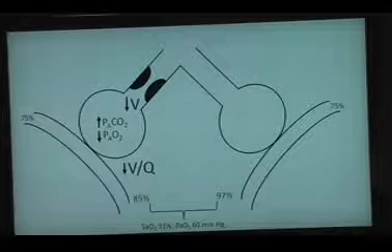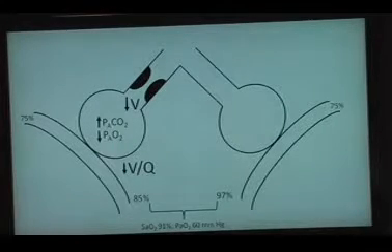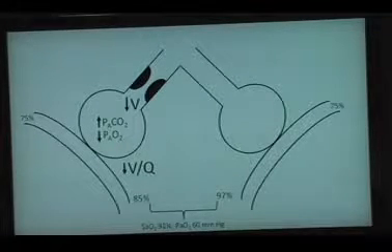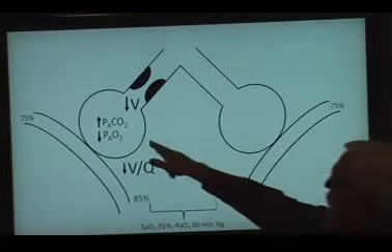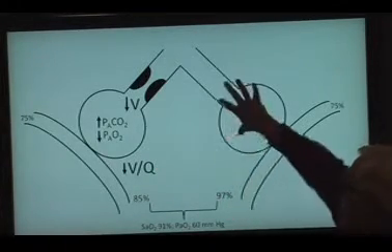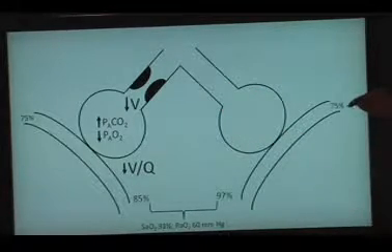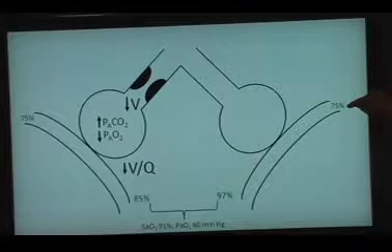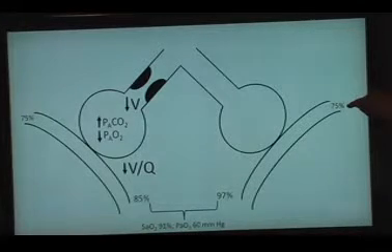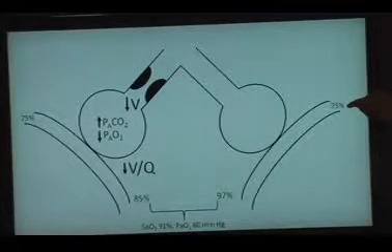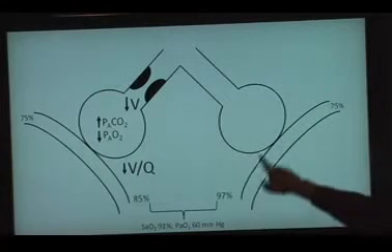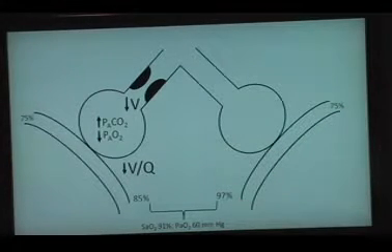So now let's talk about VQ matching in more detail. So VQ mismatch, if you would. So imagine that here we have two alveoli. This alveolus, this lung unit, is normal. So the oxygen saturation entering this alveolus is 75%, the mixed venous oxygen saturation. The oxygen saturation leaving this alveolus is 97%, for reasons we just described previously.